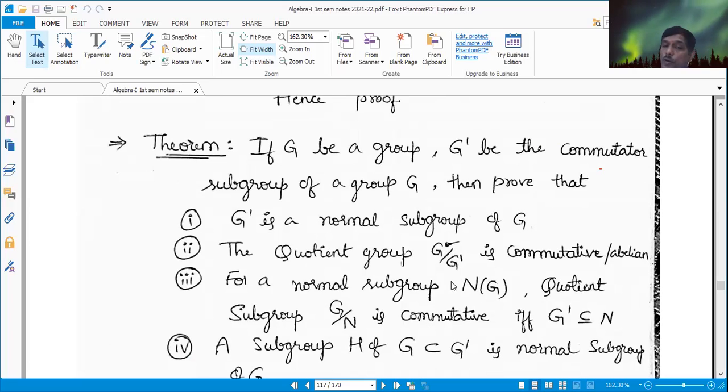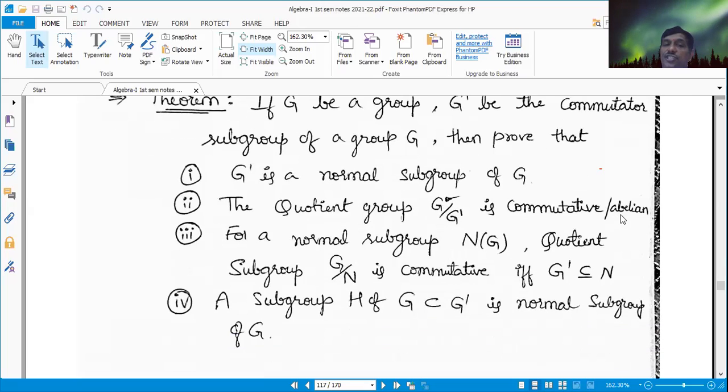And also, for a normal subgroup denoted by N of G, the quotient group G by N is commutative if and only if G dash is contained in N. Because what is G dash? G dash is a commutator subgroup, containing x y x inverse y inverse. Then definitely it is a subgroup.